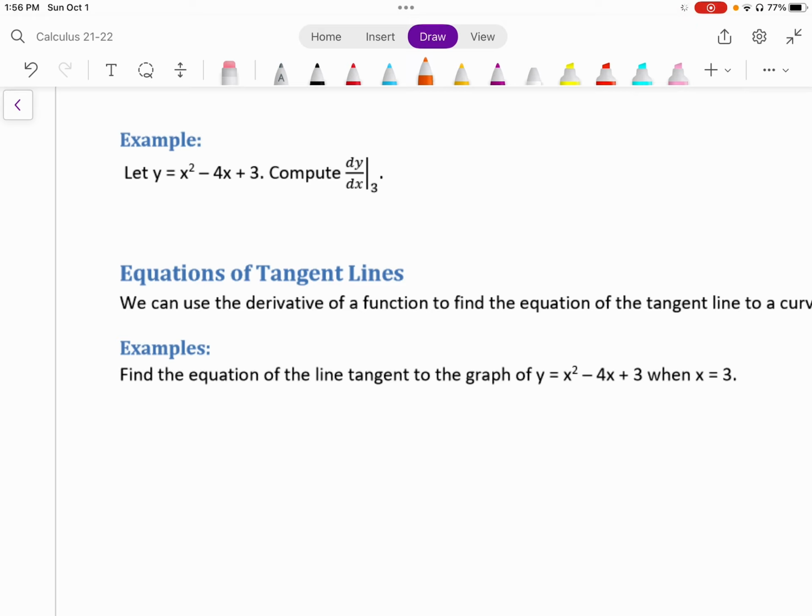So we can write dy dx. We know how to find this derivative here. This is 2x minus 4. And then we can find dy dx evaluated at 3. And so this means we plug in 3. So 2 times 3, we put in 3 for x, minus 4. 6 minus 4 is 2.